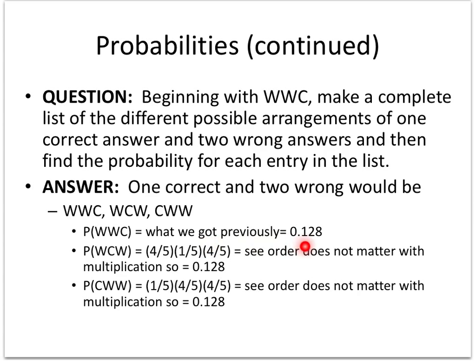We already knew this one. Notice here I'm still going to multiply wrong, correct, wrong. Multiplication, remember, order does not matter, so you should get the same probabilities for all 3 of these.